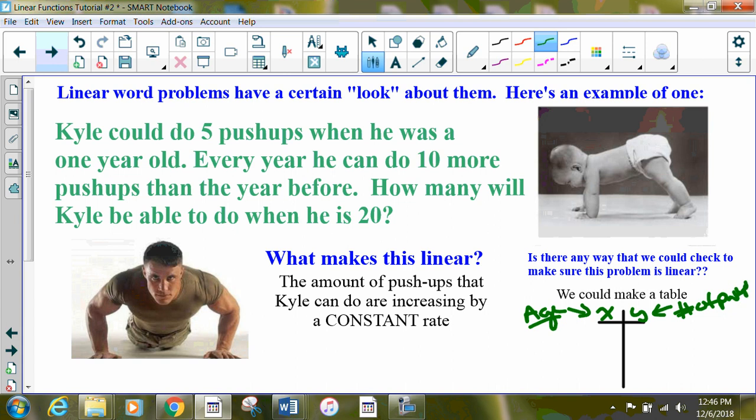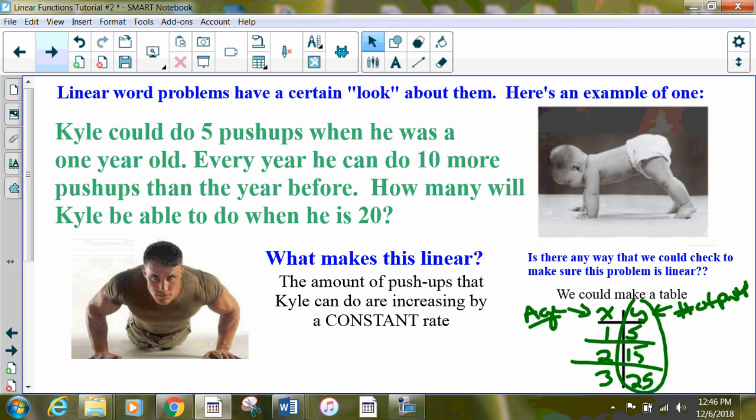So when Kyle was 1 year old, he could do 5 push-ups. At 2 years old, he could do 10 more than that, so 5 plus 10 is 15. At 3, he could do 10 more than that, so that's 25. We could take the time and do the steps and see we have a constant rate of change, or we could just look at our table and look at the y column. As we move down the y column, we are increasing by 10. So that is an example of a linear word problem.